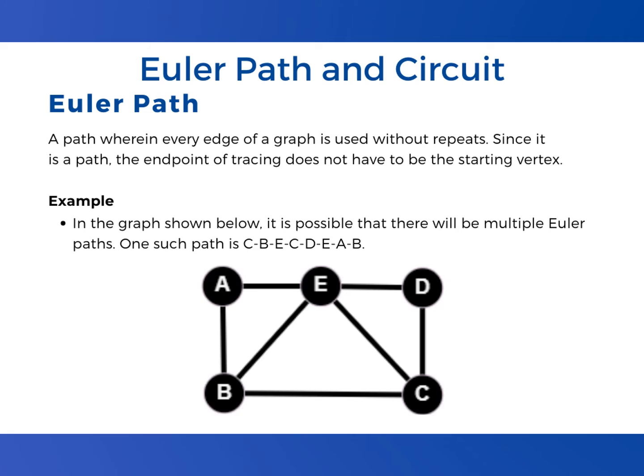Euler path refers to a path that uses every edge of a graph without repeating a single edge. Given that it is a path, the endpoint of tracing does not have to be the starting vertex. In every graph, it is possible to have multiple Euler paths. Looking at our example, one such is from point C to B, E, C, D, E, A, and B.